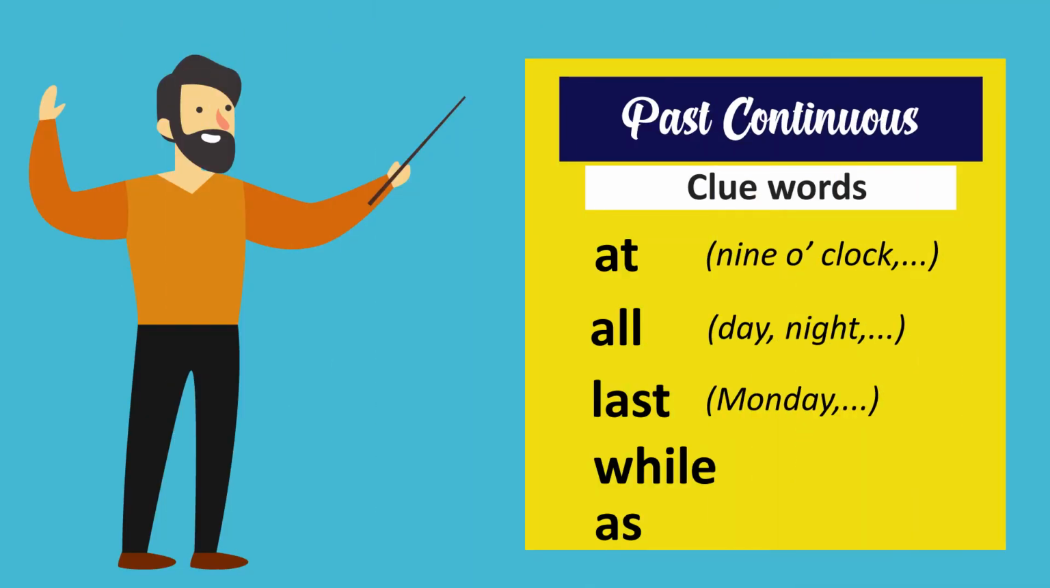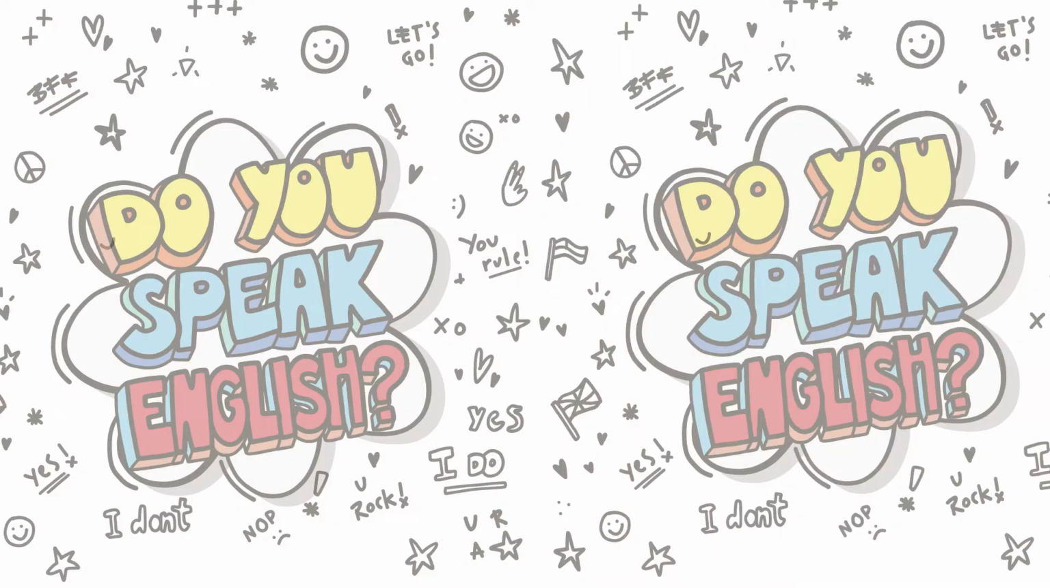As other tenses, the past continuous has clue words, so there we have some of them: at, all, last, while, and as. Later we are going to see how they are used in the way of the past continuous.